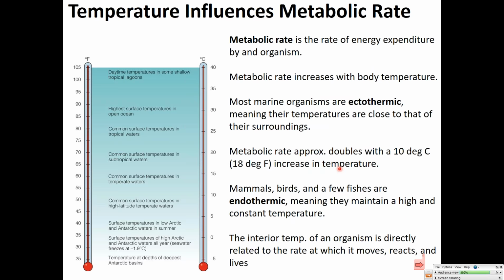So the metabolic rate of an organism, the rate at which they metabolize or use their food, increases with temperature. Most marine organisms are ectothermic, which means they do not produce their own body heat, and the body temperature of the organism is the same temperature as their environment. And so they cannot control their temperature, so the rate at which they metabolize their food is determined by the temperature of their surroundings. So the metabolic rate of an organism roughly doubles with an increase in temperature of 10 degrees centigrade, 18 degrees Fahrenheit.